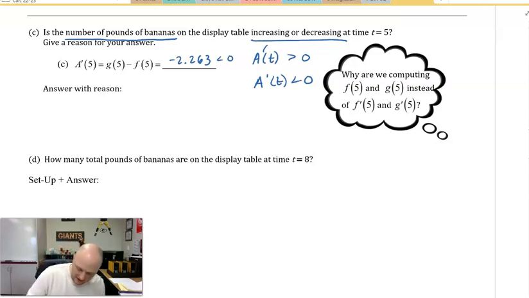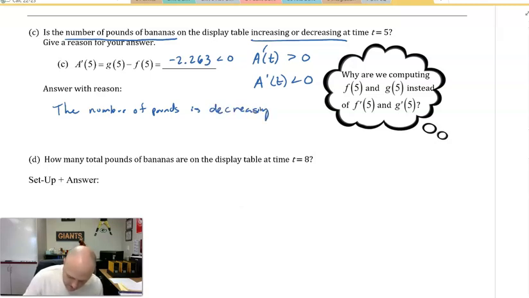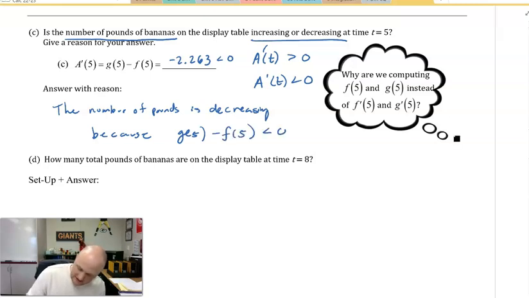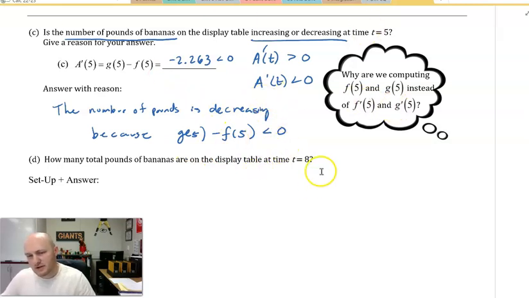So we can say the number of pounds is decreasing, because a couple of ways you could do this. You could say g of 5 minus f of 5 is less than 0. You could say that f of 5 is greater than g of 5, but that would be a couple of ways that you could go ahead and answer this.